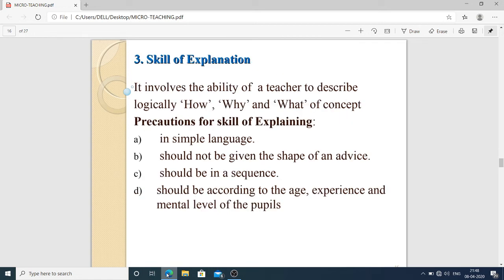By asking such questions, the teacher makes the pupils more thoughtful and enables them to understand the subject deeply. Then, skill of explanation. It involves the ability of a teacher to describe logically the how, why, and what of a concept. Precautions for the skill of explaining: simple language should be used by the teacher, it should not be given the shape of advice, it should be in a sequence, and it should be according to the age, experience and mental level of the students, according to the class topic delivered to them.